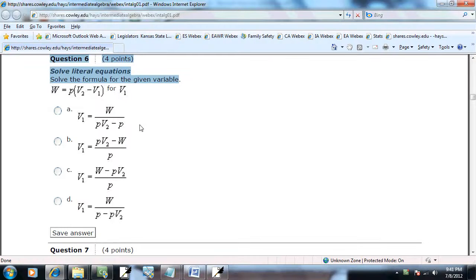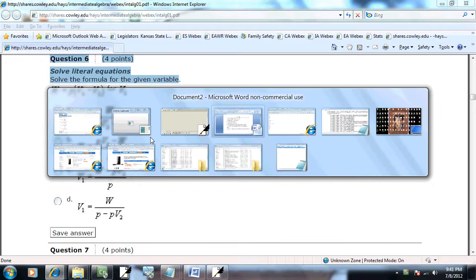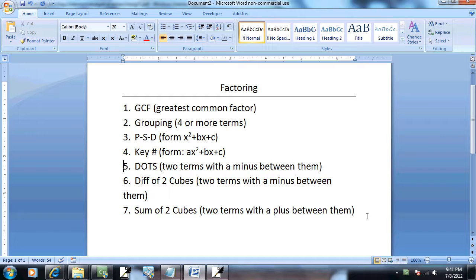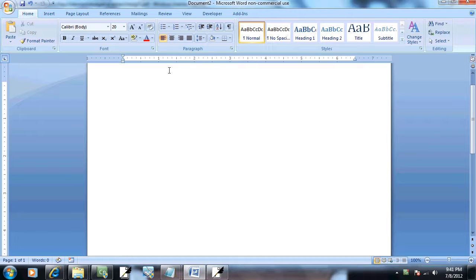Let's take a look at question number 6. This is solving literal equations, solve the formula for a given variable. So let's refresh our memory on our steps. Solving a formula for a variable.